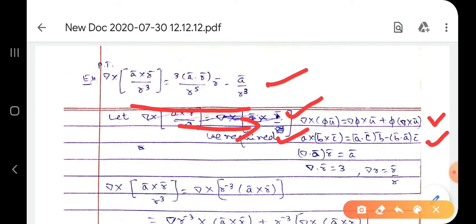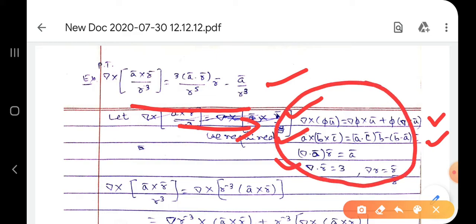Then del dot a bar into r bar is equal to a bar. Then del dot r bar is 3, we know that. Then del r is r bar upon r. So all these concepts we have to use. These are the things which we require to solve the problem. Now let us consider the problem.